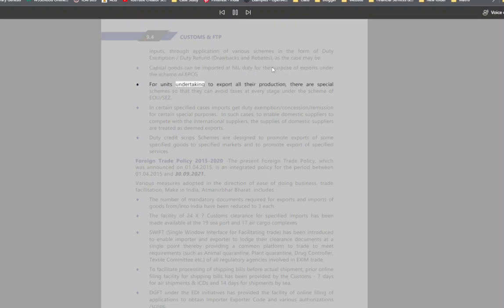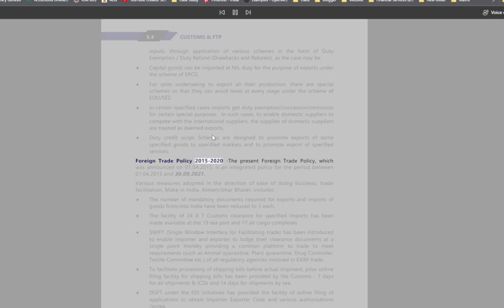For units undertaking to export all their production, there are special schemes so that they can avoid taxes at every stage under the scheme of EOU/SEZ. In certain specified cases imports get duty exemption, concession or remission for certain special purposes. In such cases, to enable domestic suppliers to compete with the international suppliers, the supplies of domestic suppliers are treated as deemed exports. Duty credit scrip schemes are designed to promote exports of some specified goods to specified markets and to promote export of specified services.